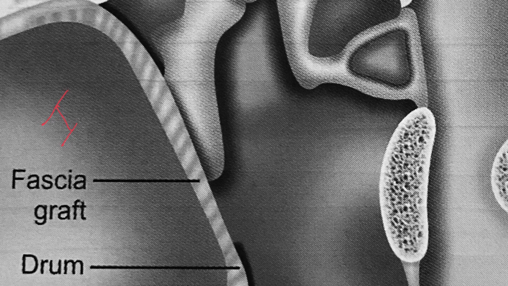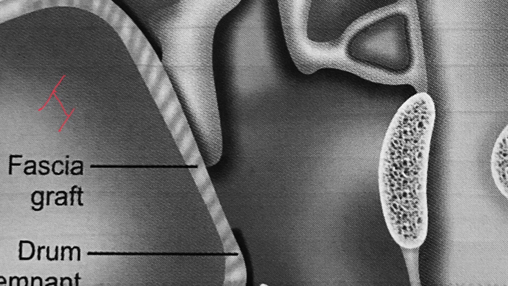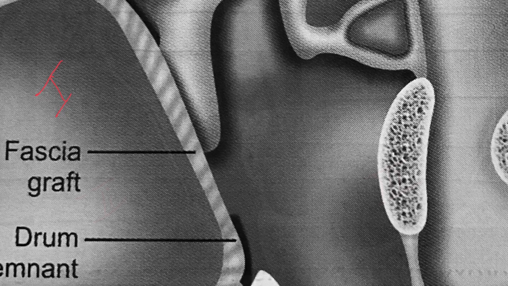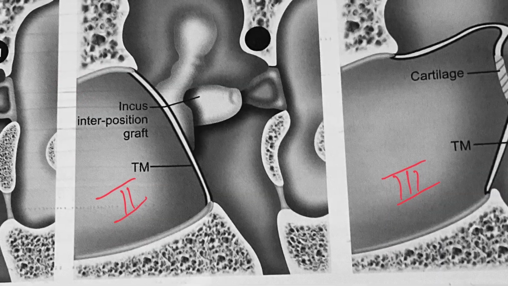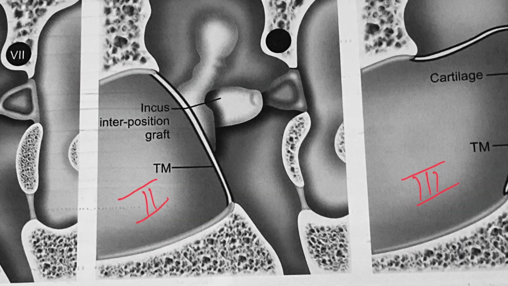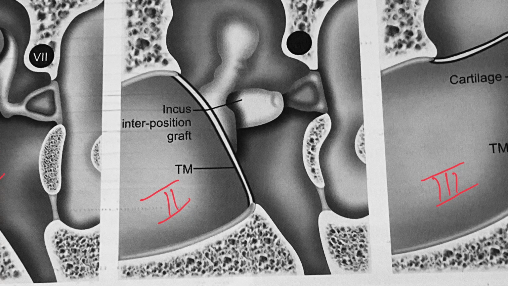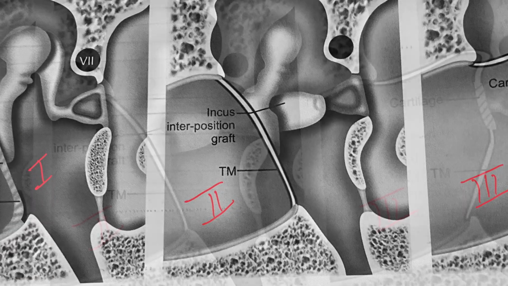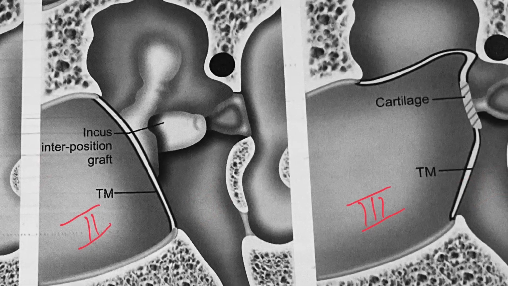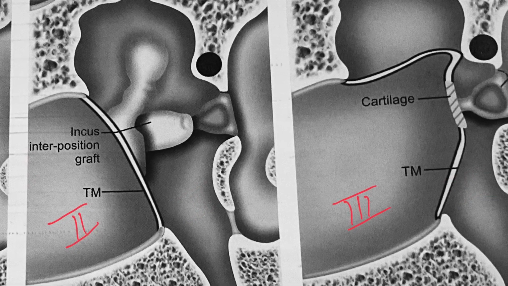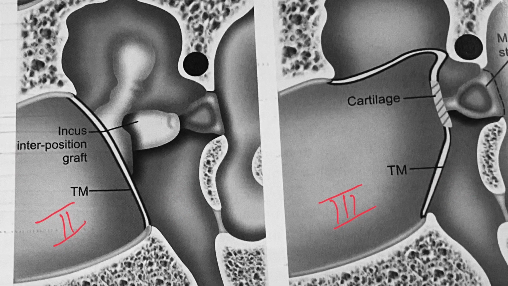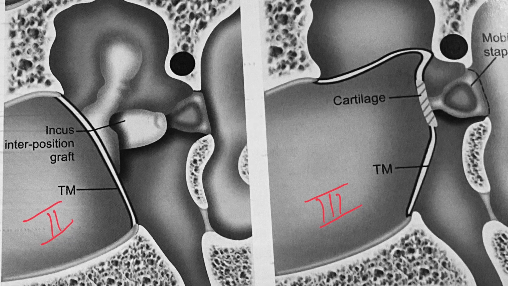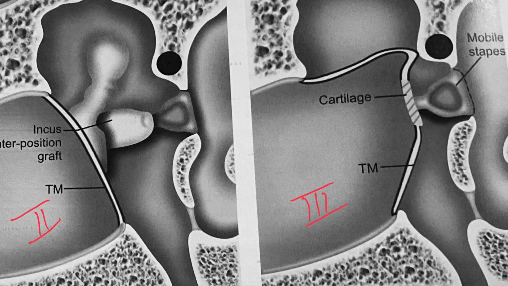This is typically used when the ossicular chain is intact and mobile. Type 2. Here, the tympanic membrane is repaired, but the malleus is eroded. The graft is placed onto the incus or the stapes head, bridging the gap. Type 3. In this type, the tympanic membrane is attached directly to the head of the stapes. This is often necessary when the malleus and incus are absent or non-functional.